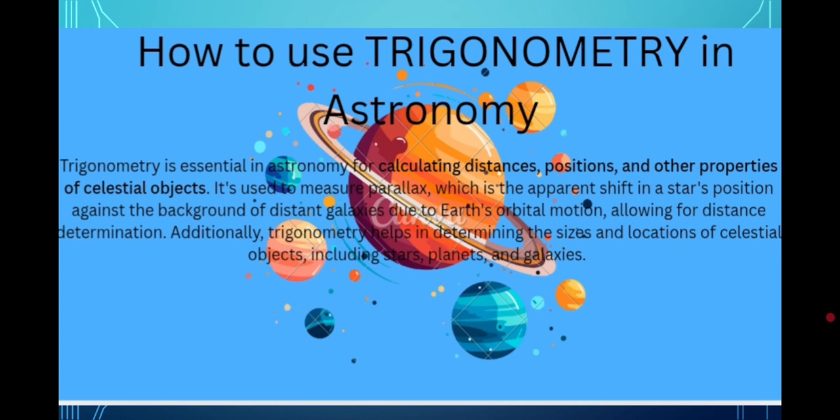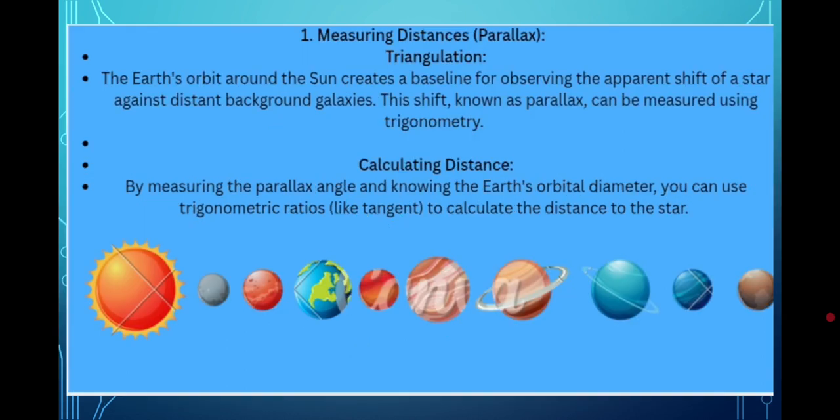So in astronomy, trigonometry helps calculate the distance between the position of one star and another, the distance from one planet to another, and the motion of the planets. It also helps measure the size of a planet and calculate the distance, position, and other properties of celestial objects. So trigonometry helps in measuring distance and parallax.